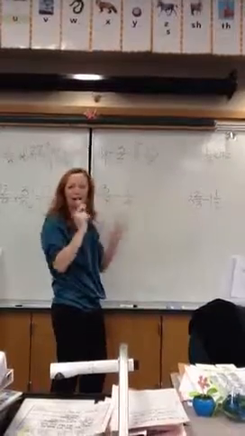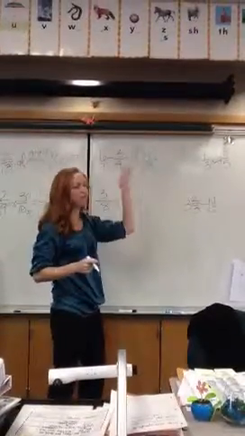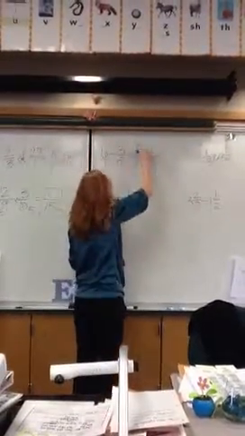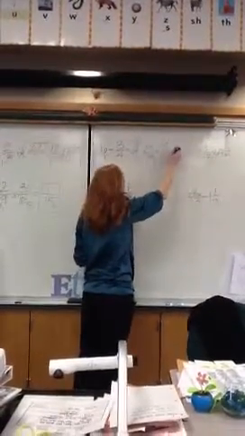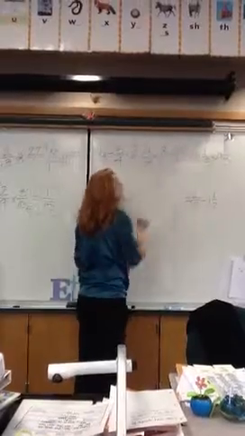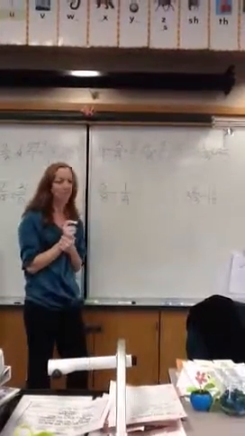Now, you know how to do this. Multiply the numerators, multiply the denominators. 2 times 4 is 8. 1 times 1 is 1. 8 over 1 is equal to the whole number 8.